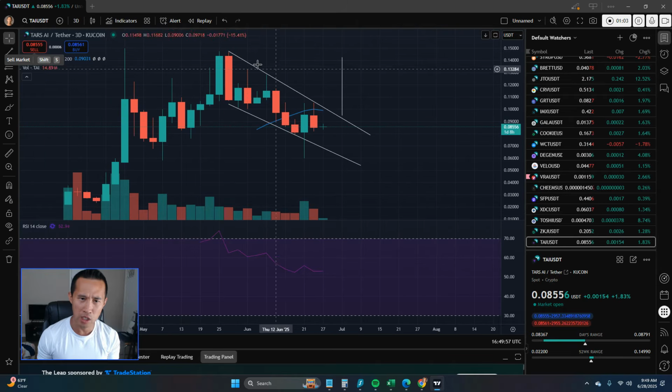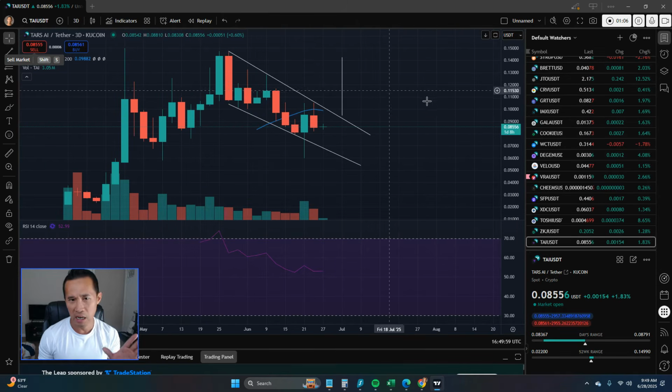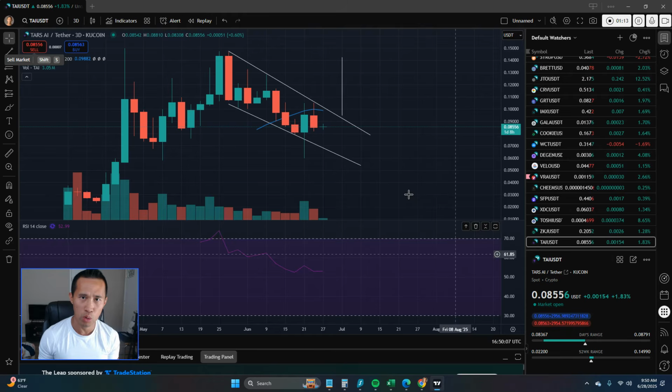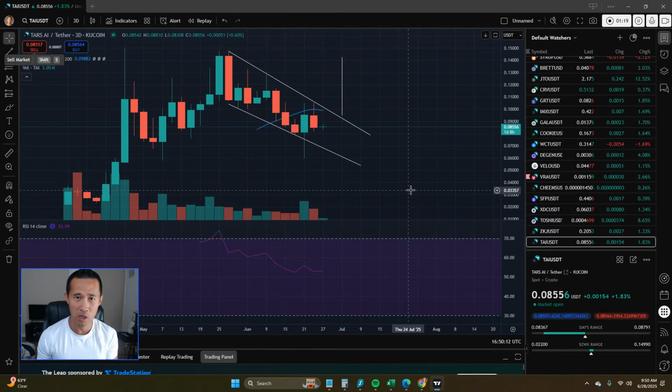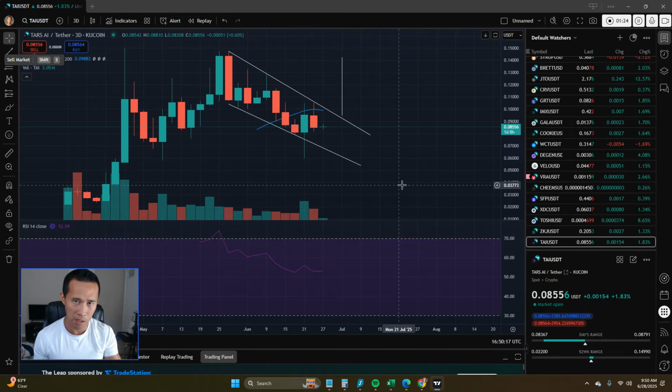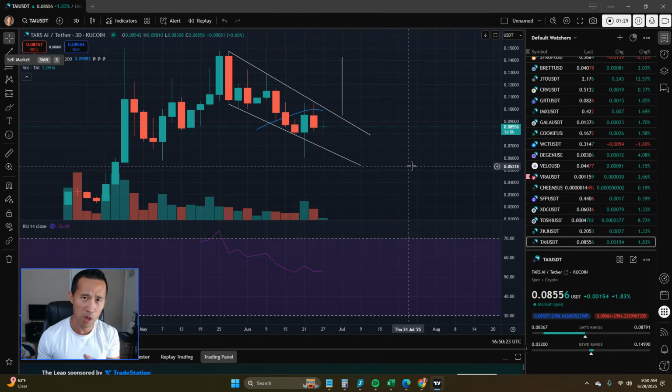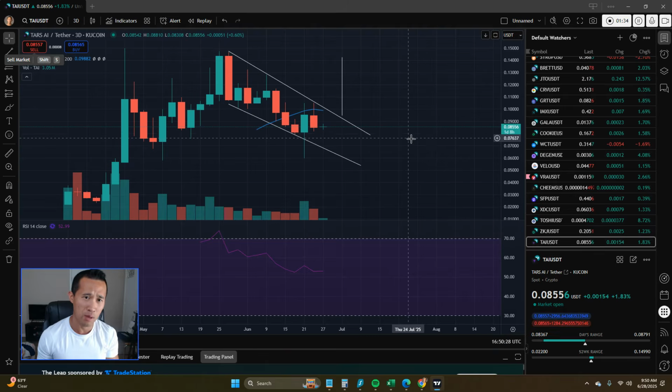Now, I want to point out this pattern because I have just spotted it. I did miss it on the last video. On the 3-day time frame here, there is a falling wedge pattern, which is probably the most common pattern you guys will see. On the flip side, of course, there's going to be the rising wedge, but let's talk about the falling wedge first. Falling wedge is typically very common because you'll see it after an extensive downtrend on that time frame. In this case, you're going to see it on the 3-day time frame for TARS AI.